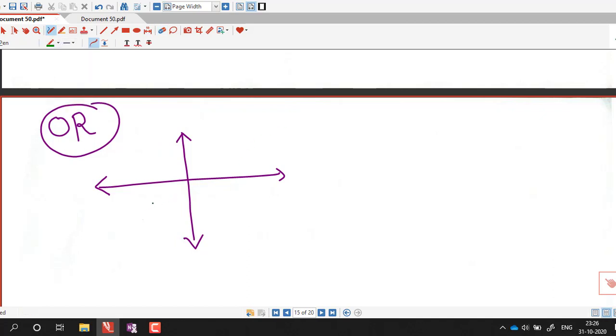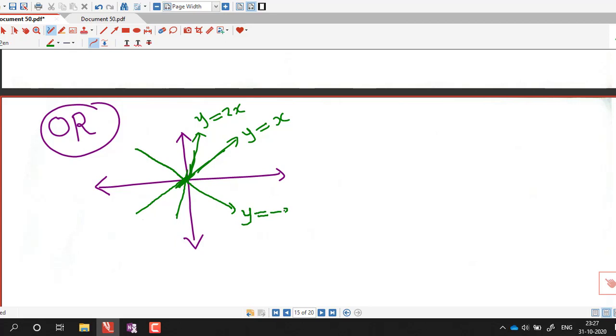Okay, any line passing through origin has an equation. Suppose this is y equal to x. If I consider another line passing through origin, then it is y equal to 2x. Suppose this is y equal to minus x.